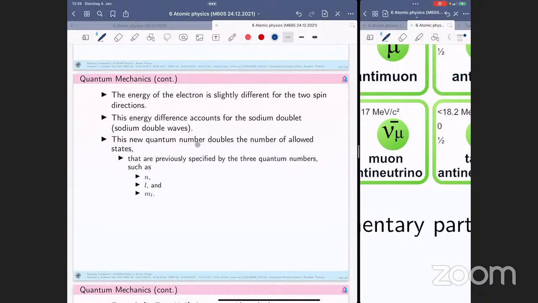This new quantum number doubles the number of allowed states from the conventional quantum states in the literature that were previously specified by 3 quantum numbers: n, the principal quantum number, L, the orbital quantum number, and ML, the orbital magnetic quantum number. So right now at the moment we have 4 quantum numbers, right?